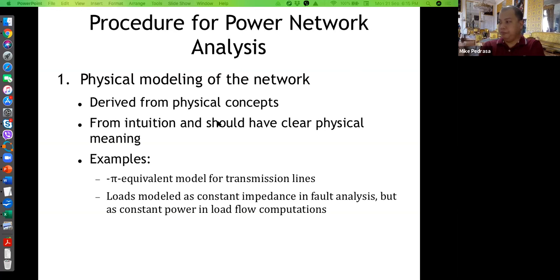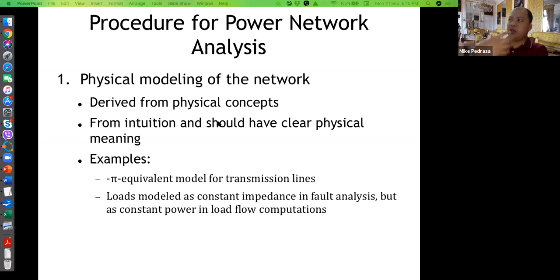For the physical modeling, essentially we have a physical system. The electric power system is a physical system. We can see the wires, the poles, the transformers, etc. So how are we going to analyze that? We're going to use our intuition.